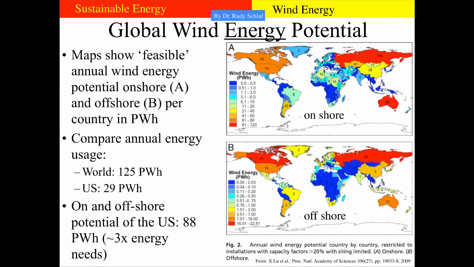These maps show the feasible energy potential per country, onshore and offshore.